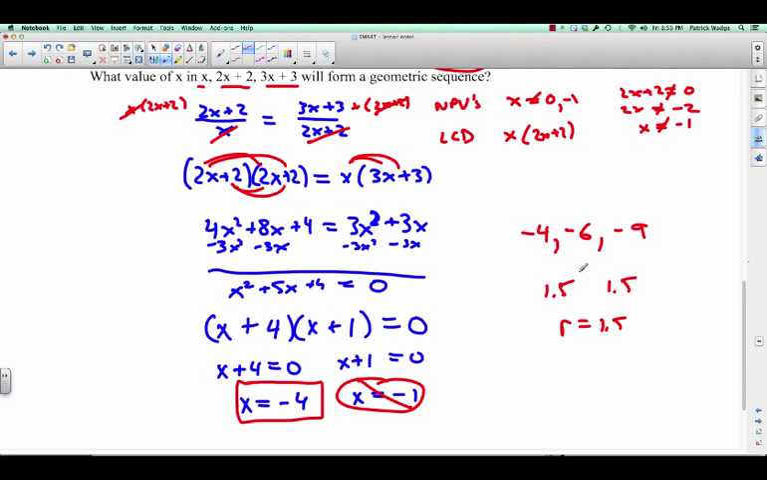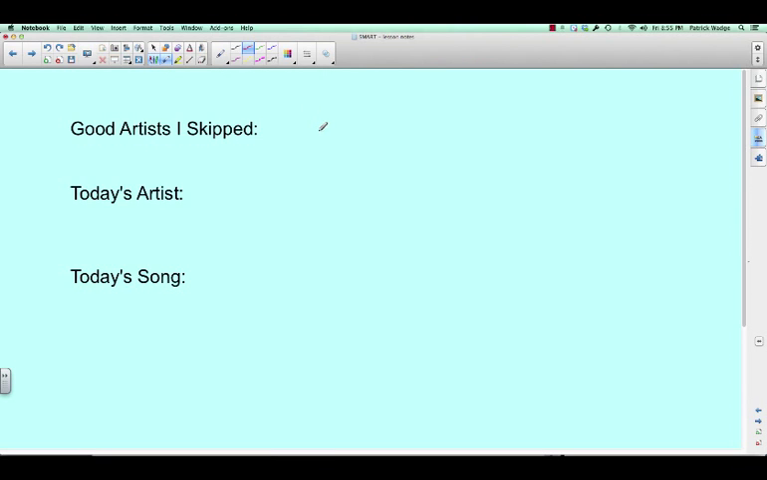Okay, that is it. So that is what you need to know about geometric sequences.